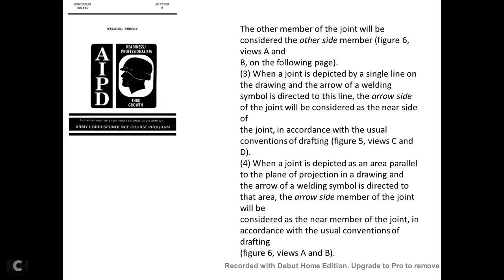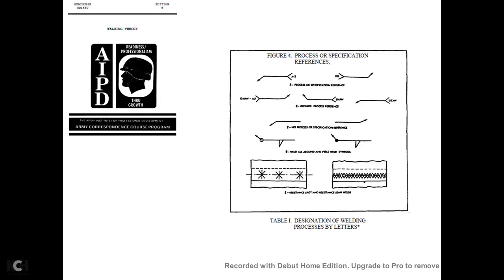Figure 5, views C and D. When the joint is depicted in the area of parallel planes of projection and the arrow of the welding symbol is directed in the area, the arrow side member of the joint will be considered the nearest member of the joint in accordance with the usual conventions of drafting.